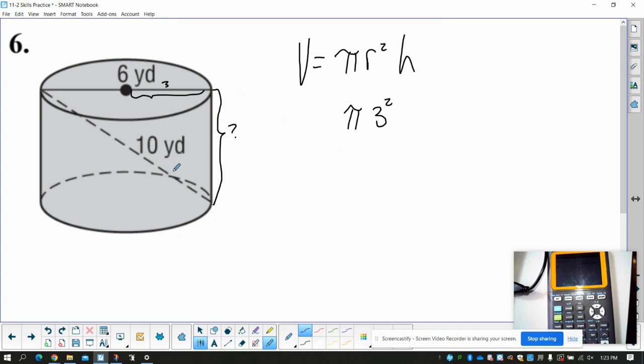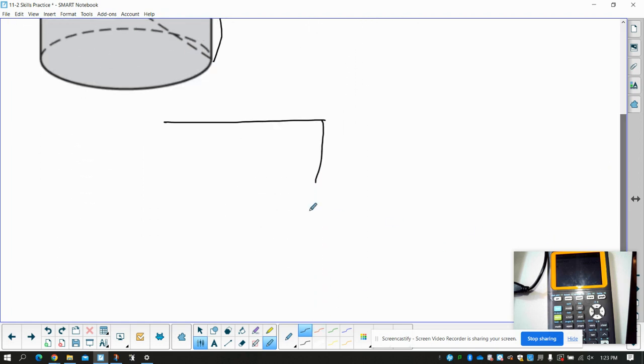But notice they gave us a right triangle inside of this cylinder right there, that right triangle right there. And so let's take a look at that right triangle separate from the rest of the shape for just a second. Right triangle. We have 6, we have 10, and we need this height right here of the cylinder, which is this side of this right triangle. So we're going to do a problem to solve our problem.